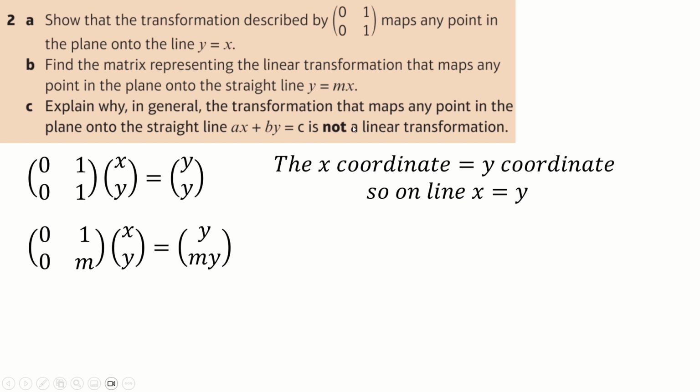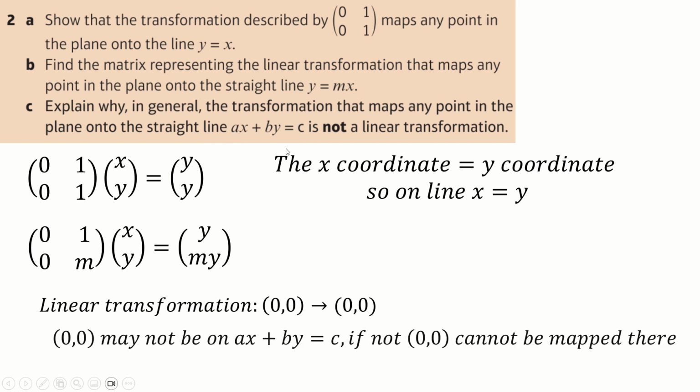Explain why this is not a linear transformation, this thing here. Linear transformations are defined to be a transformation where 0, 0 goes to 0, 0. However, this line doesn't necessarily go through 0, 0. It only does if c is 0. So unless c is 0, there's no way for you to transform 0, 0 and put it on 0, 0, because you have to put it on this line, and this line doesn't necessarily even go through 0, 0. So you can't map there unless c is 0.